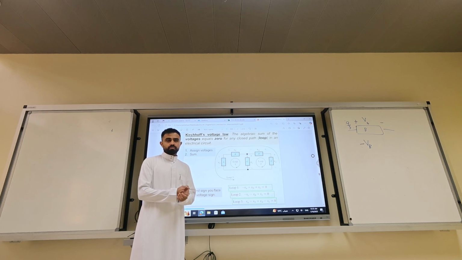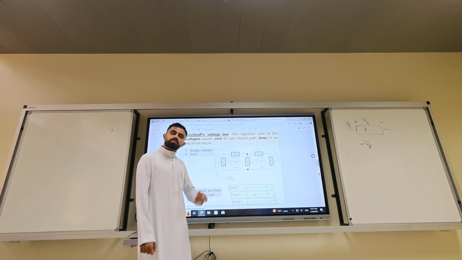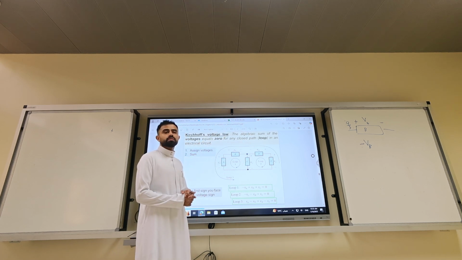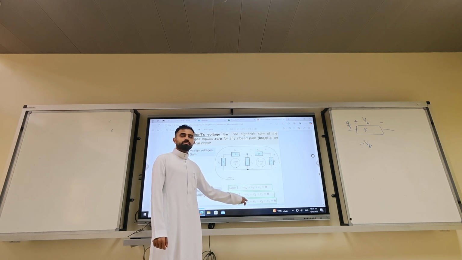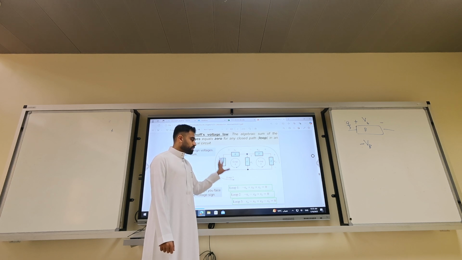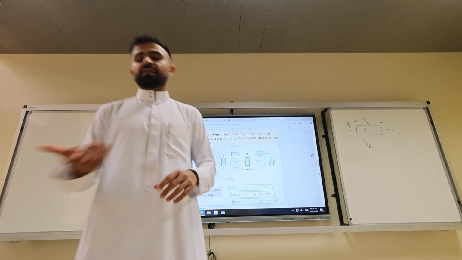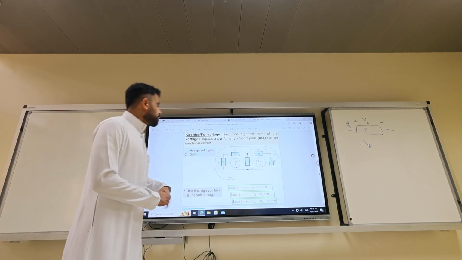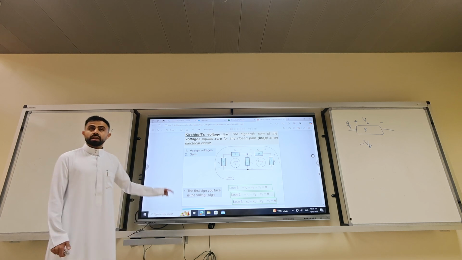Victor, the loop should be counterclockwise? It's better to loop clockwise, but sometimes you can loop counterclockwise. If you loop counterclockwise, then you will have the same equation here. You can use the book, you can use my approach. You can use both, but I prefer my approach. Any question about this KVL? Any question about it?